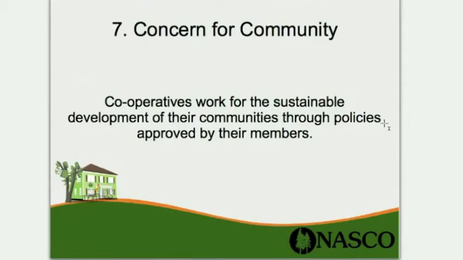The co-op principles guide all of our co-ops, and it's helpful to have discussions with your co-op about how these principles play out within your co-op, and to use these to help create your own co-op's principles.